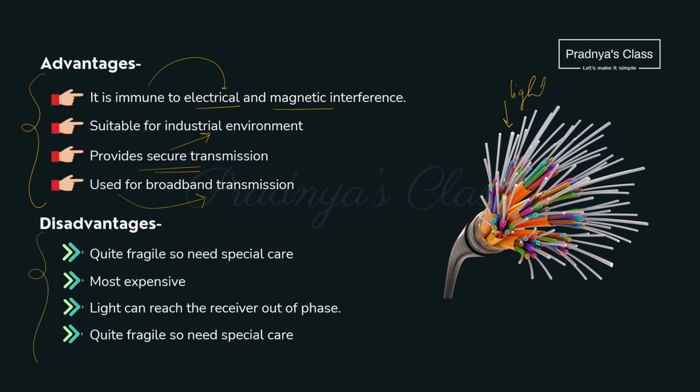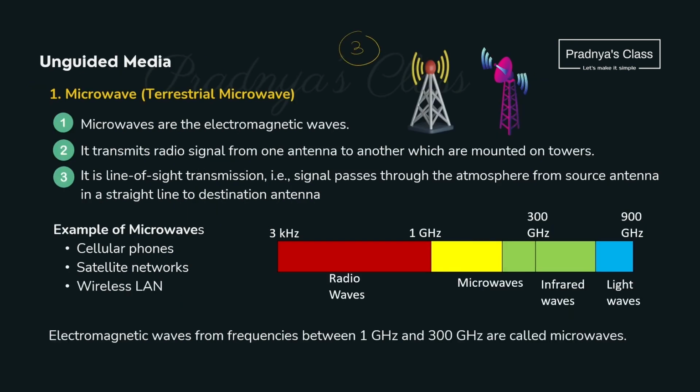Look at some of the disadvantages. It is fragile, so it needs special care as it is made up of glass. Compared to the other 2 guided media, it is expensive. We studied 3 types of guided media. Now it's time to check out unguided media.